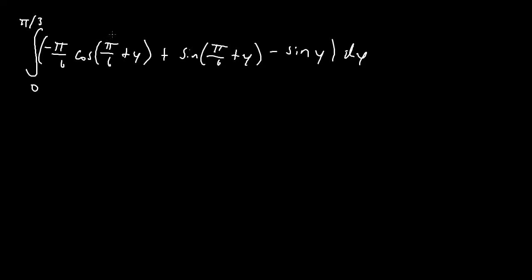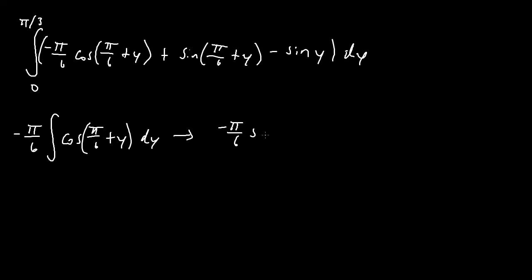Now if you go ahead and take the integral of this first term here, negative pi over 6 cosine of pi over 6 plus y. Now pi over 6 is just a constant, so I can put negative pi over 6 outside the integral of cosine of pi over 6 plus y. Now cosine of a constant plus y, the variable, when we're integrating with respect to y, the integral is just going to be sine of pi over 6 plus y. So negative pi over 6 times sine of pi over 6 plus y.